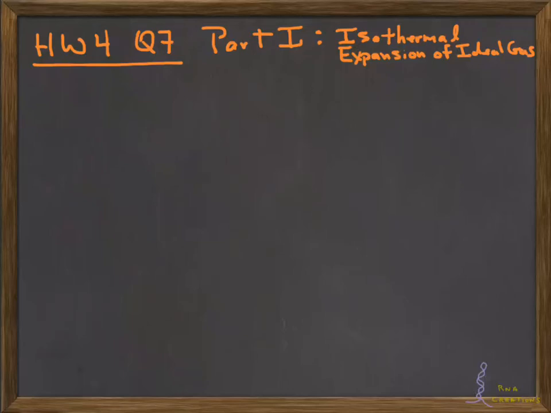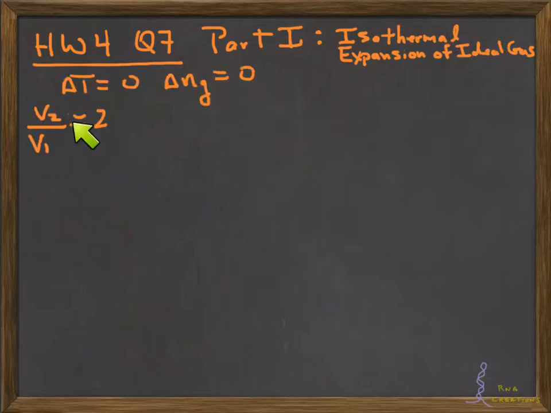I wanted to go through homework 4, question 7 on the isothermal and isobaric expansions of an ideal gas. In the first part, in the isothermal expansion, delta T is equal to 0. That's what isothermal means. And this is in a piston, and it has good seals. It doesn't leak, so delta N_g is equal to 0. And we're told that the volume doubles.